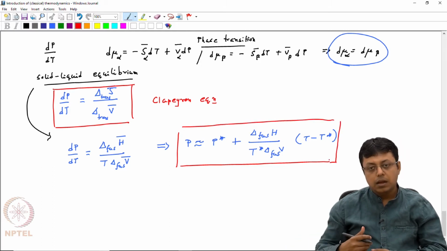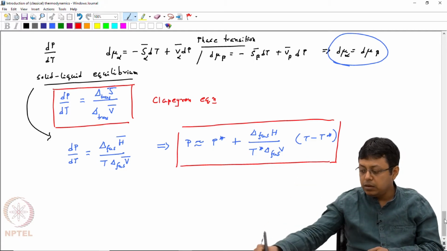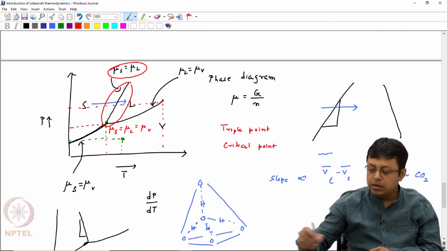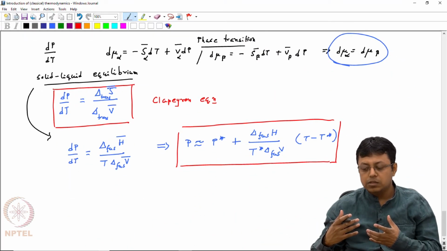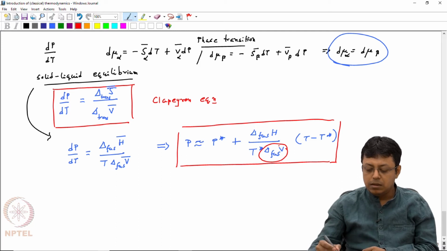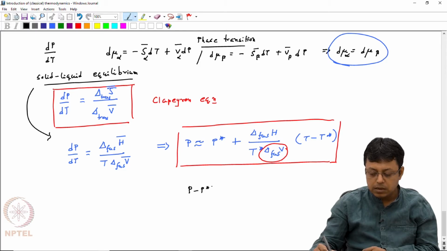If I know that, it tells me the equation of that line. Which line? The solid-liquid phase boundary. The equation of this line is like this, and as we can see, it's a linear equation. It depends on the change in the molar volume. If we write it in a simpler way, P minus P star is proportional to T minus T star, but it depends on the proportionality constant.